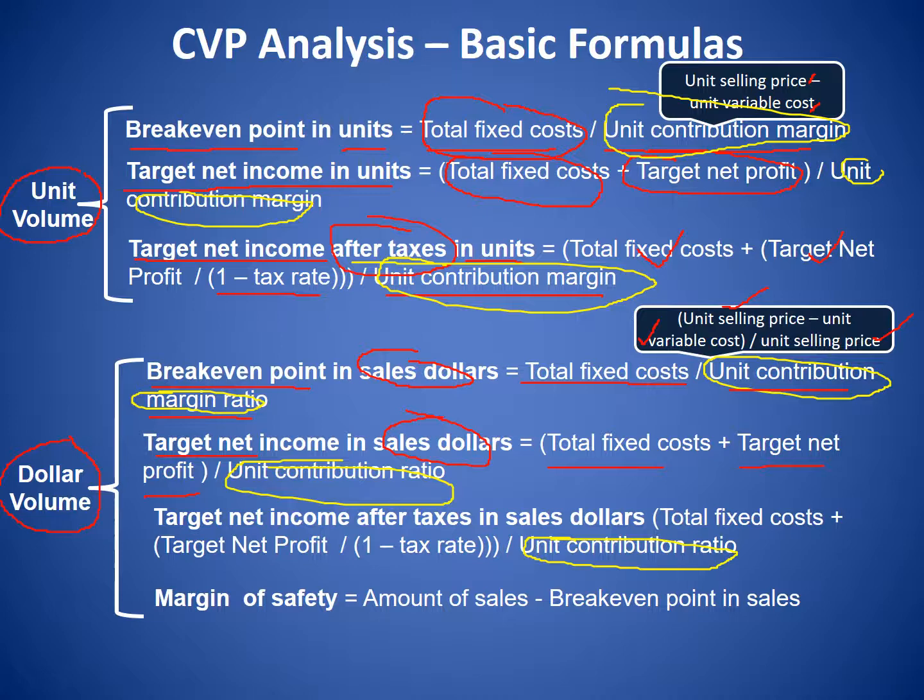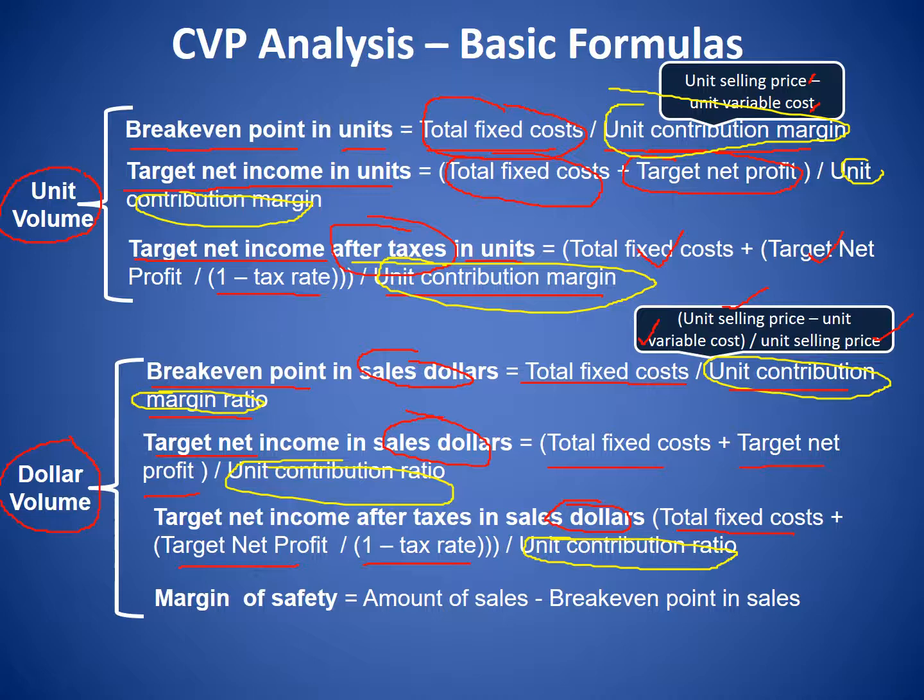Now we're going to add the sophistication of taxes, basically net profit in sales dollars after taxes. So again, in sales dollars, we take our total fixed cost, like the previous formula, plus our target net profit that we want to achieve. Then we divide it by 1 minus the tax rate to adjust it up to the amount of target net profit we're going to have to earn based upon our tax rate. And that's divided by our unit contribution margin ratio.